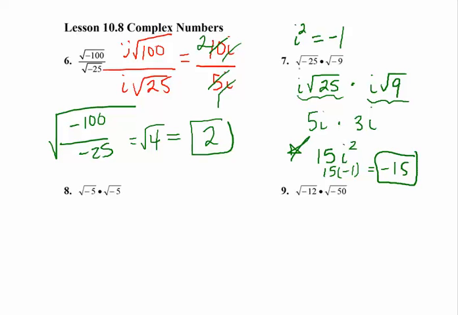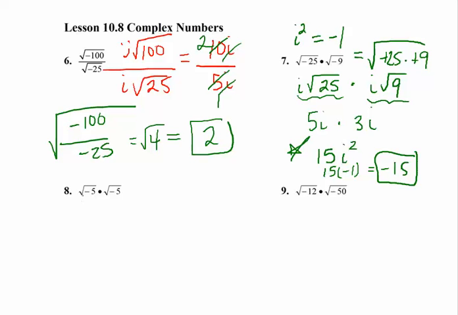Now I want to point out on 7 that you shouldn't actually bring this together and multiply negative 25 times negative 9 first, because what happens with that is you cancel the negatives and they become positive, and it's no longer going to be an imaginary number, and the answer that you get from that is positive. So you would actually get an incorrect answer if you found that product first.